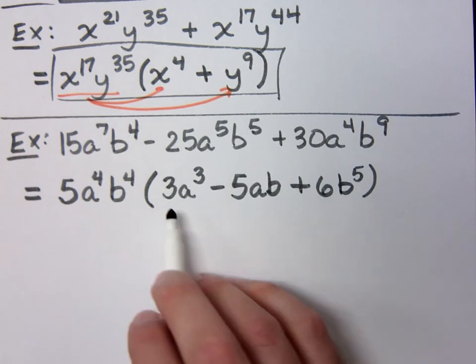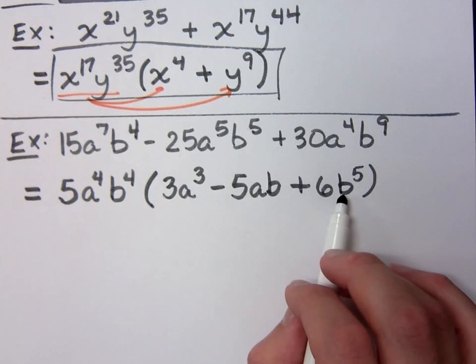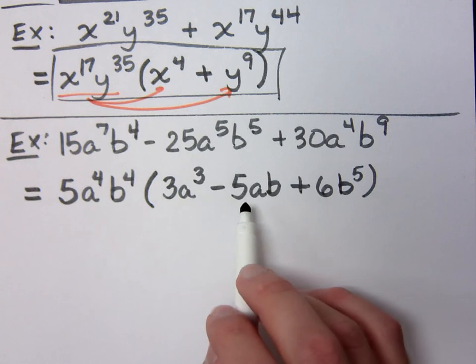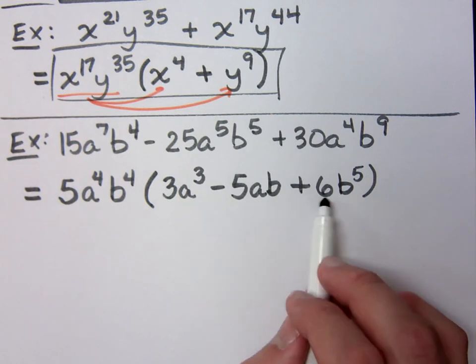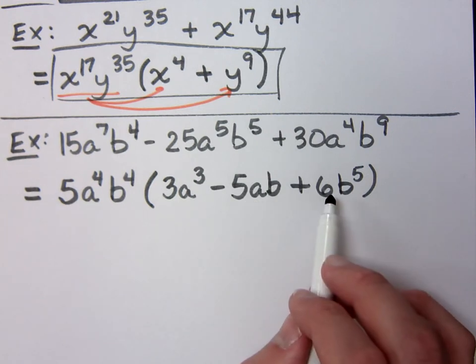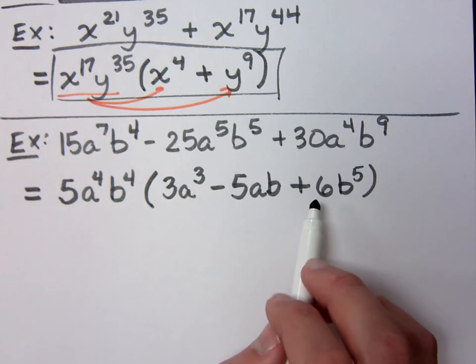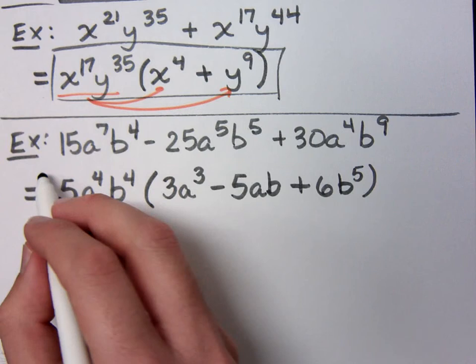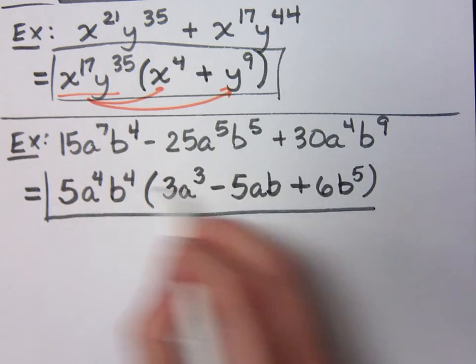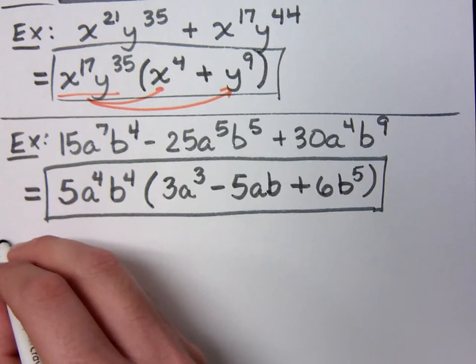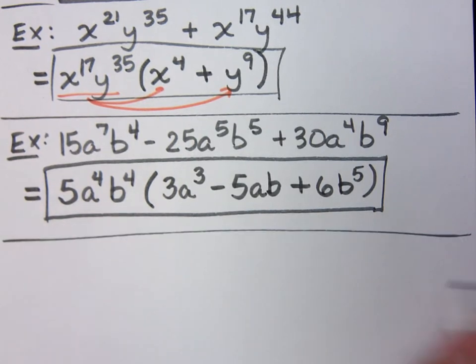Do these guys have anything else in common inside here for all 3 terms? No. Although these first 2 guys both have a, this last guy doesn't. So if there was more stuff to take out, every piece would have to have that in common. How could you check your work again? Just multiply everything back.